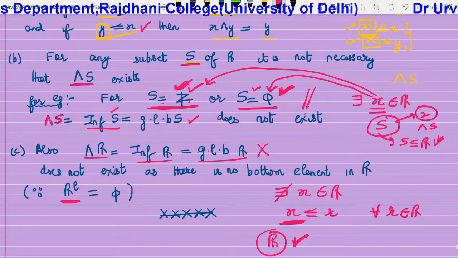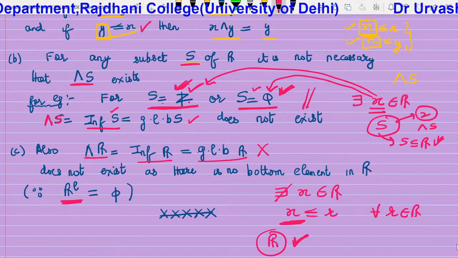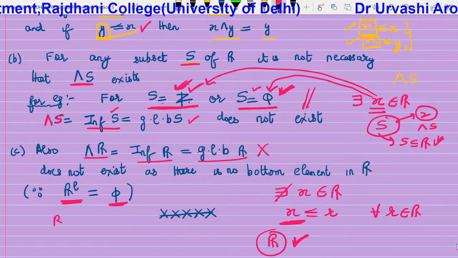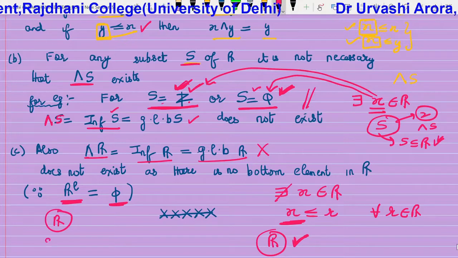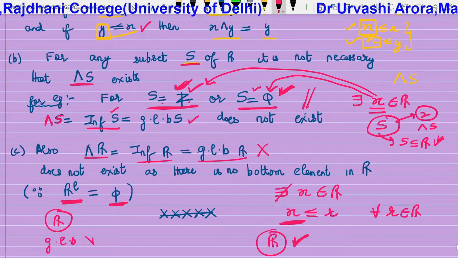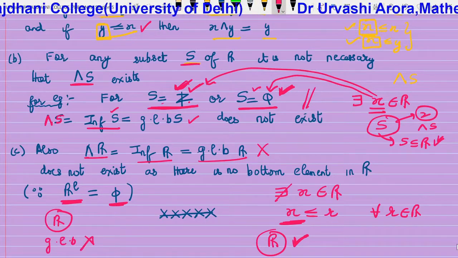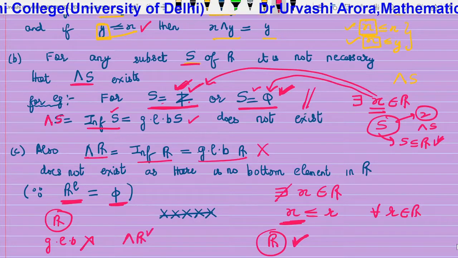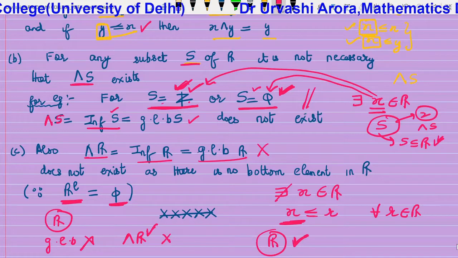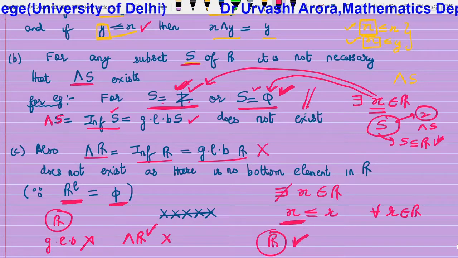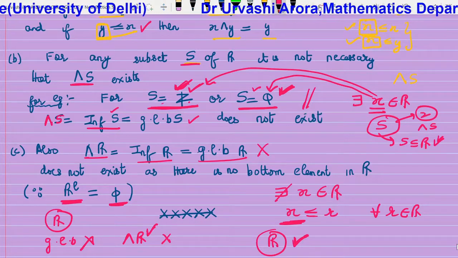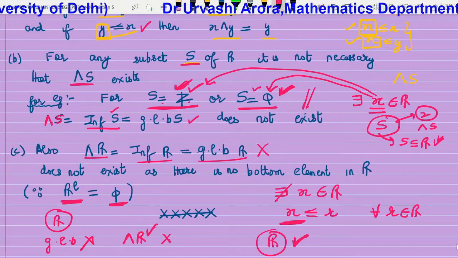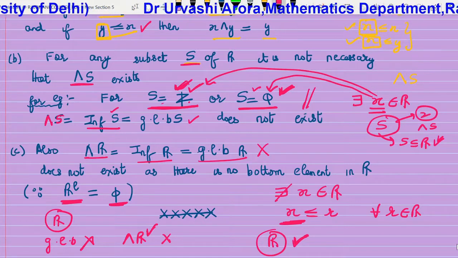Or we can say that RL, the set of all lower bounds of the set of real numbers, is phi, and because there is no lower bound of the set of real numbers, obviously the greatest lower bound cannot exist, which means the greatest lower bound of R cannot exist, which means that the meet of R, where R is the set of real numbers, cannot exist. So that was all about lower bound, greatest lower bound and meet, these concepts in a partially ordered set.